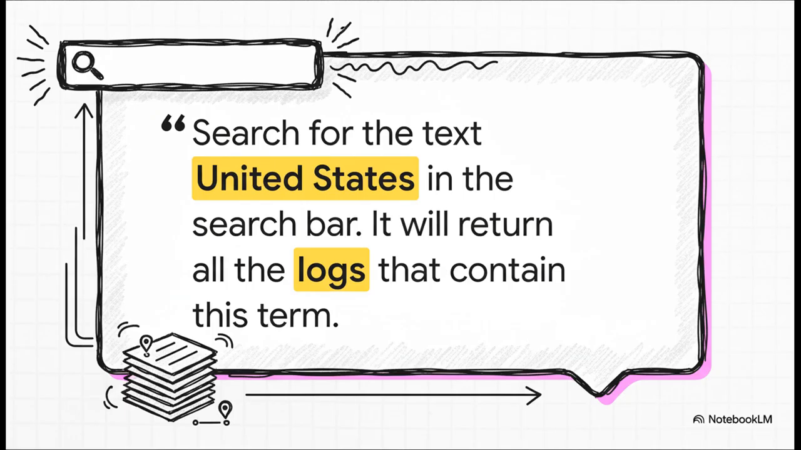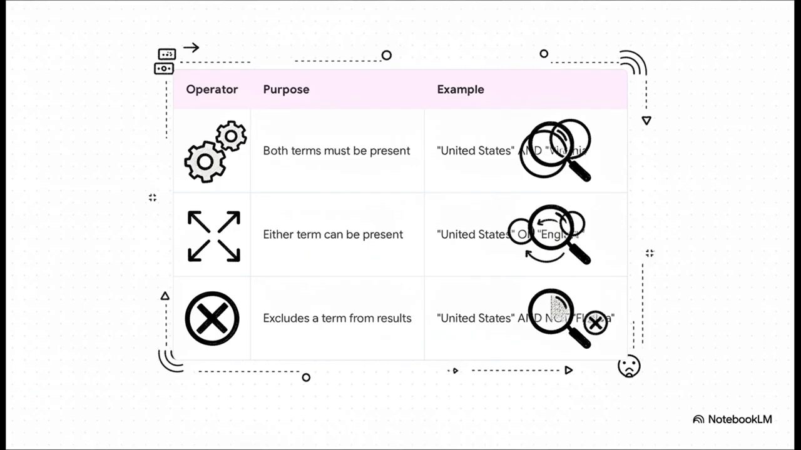So for example, a simple free text search for United States is going to pull up every single log that contains that phrase. Quick, easy, and a great starting point. So the really crucial thing here is that you can combine your searches with logical operators like and, or, and not. This is how you start to make your queries incredibly specific.